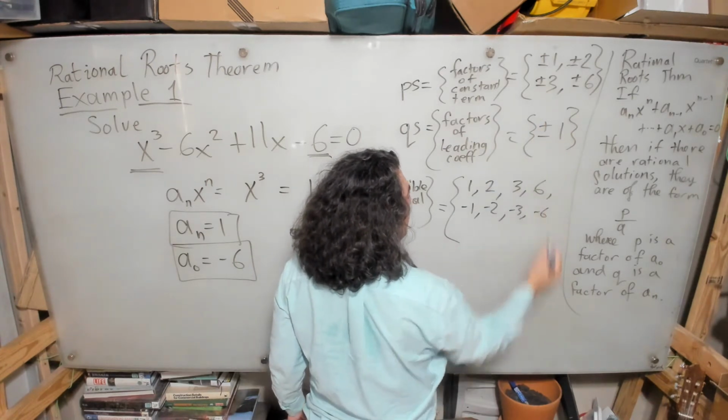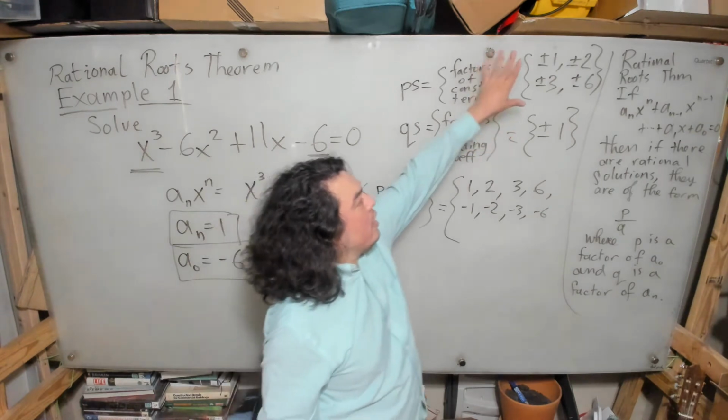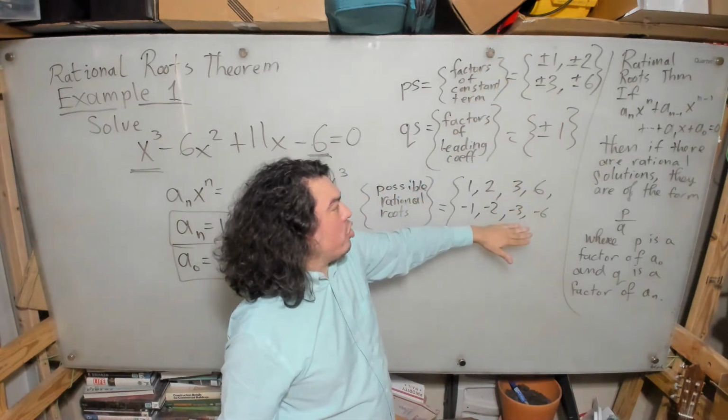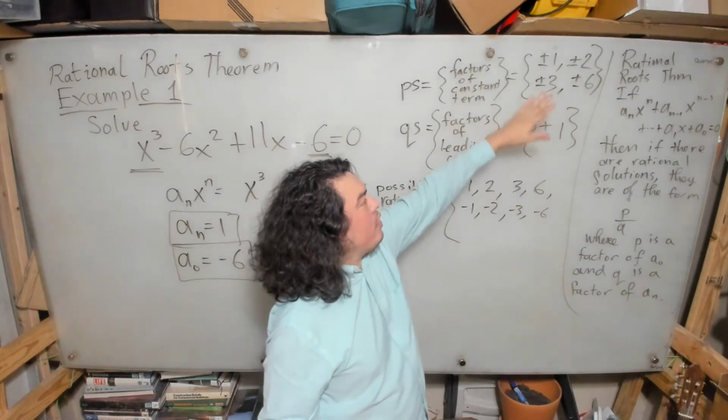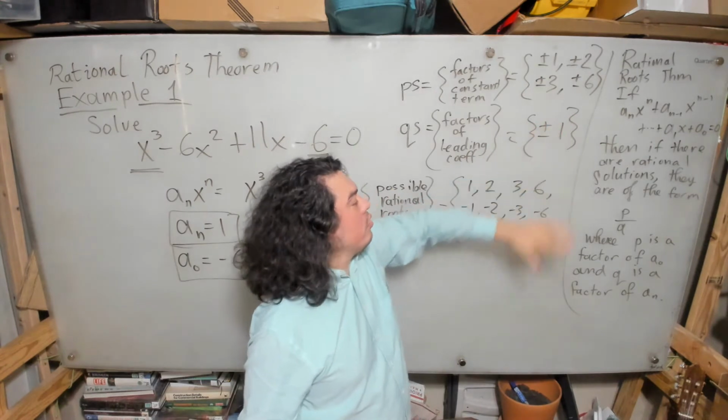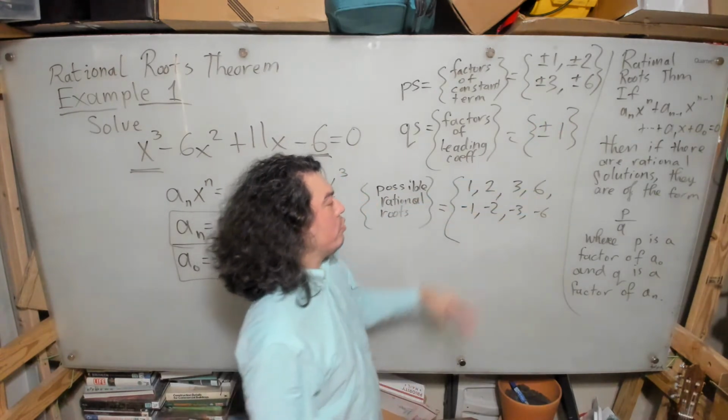Negative 6. And then we can take the positives here, divide them by the negative 1, and we would duplicate this row. And if we took the negatives from the p's, and we took the negatives from the q's, we would duplicate the first row, the 1, 2, 3, 6.